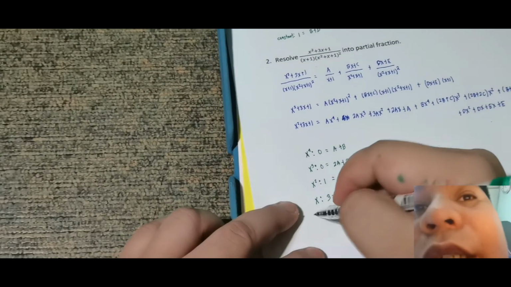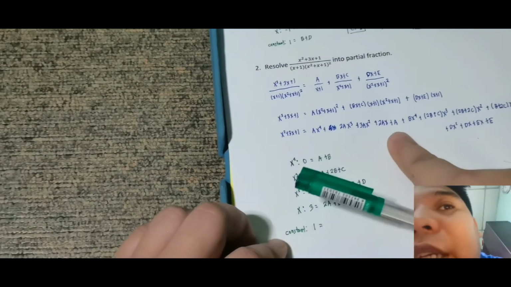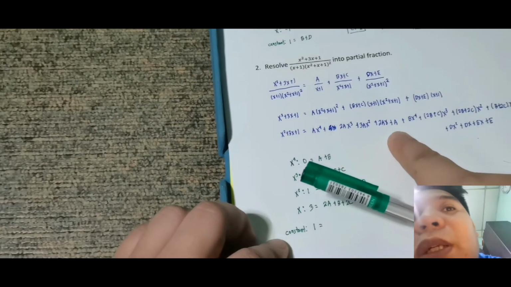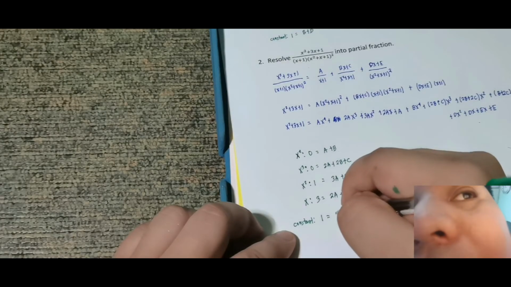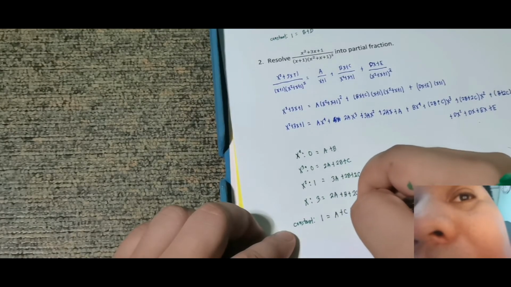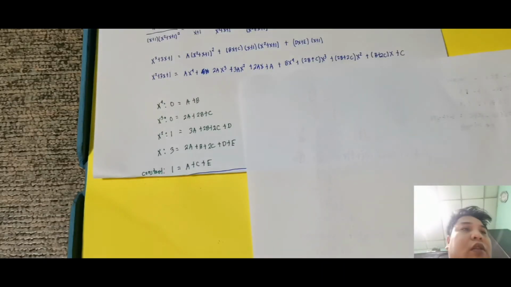So napakahaba. Next, for constant, so we have 1 is equal to a, c, plus e. So this is a plus c plus e. Okay, so we are now ready to solve. Okay, so we need to find a, b, c, d, and e.